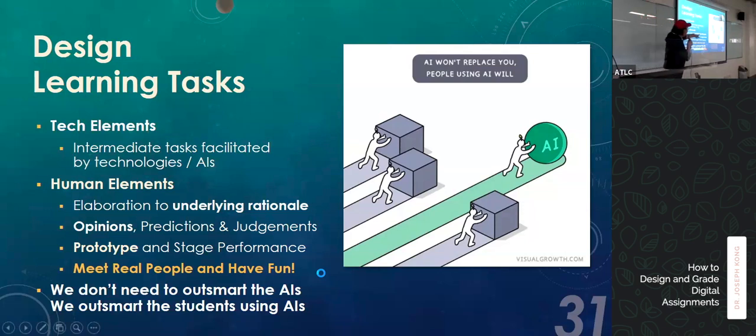Now, I like this diagram very much that I have downloaded from Instagram somewhere: we don't need to outsmart the AI. We are not engineers. We simply need to outsmart the student using the AI. Then we can design assignments to take advantage of some kind of current AI weakness and add in or evaluate based on some kind of human elements when we design this type of learning tools.